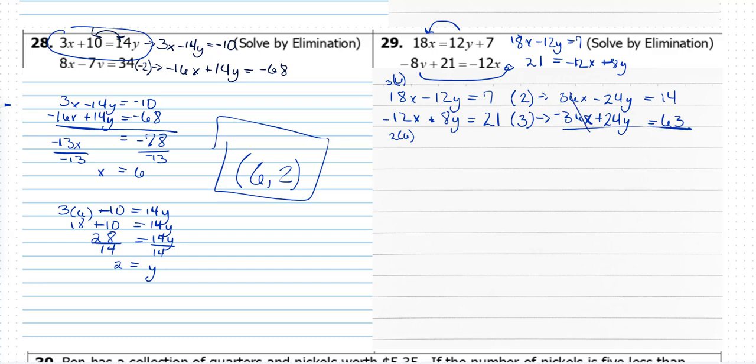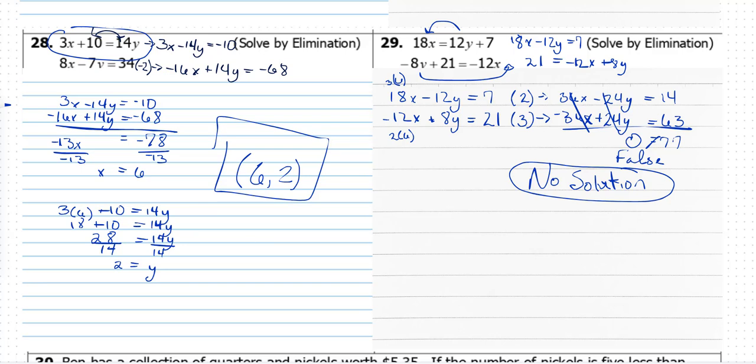And my x's cancel out, and so do my y's. So that gives me a 0 is equal to 77. 0 can never equal 77, so it's false, and so it's no solution. If it would have come out as true, it'd be infinite solutions.